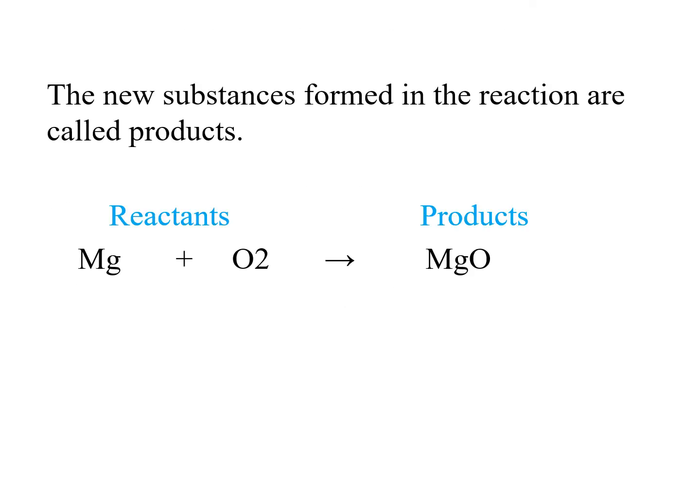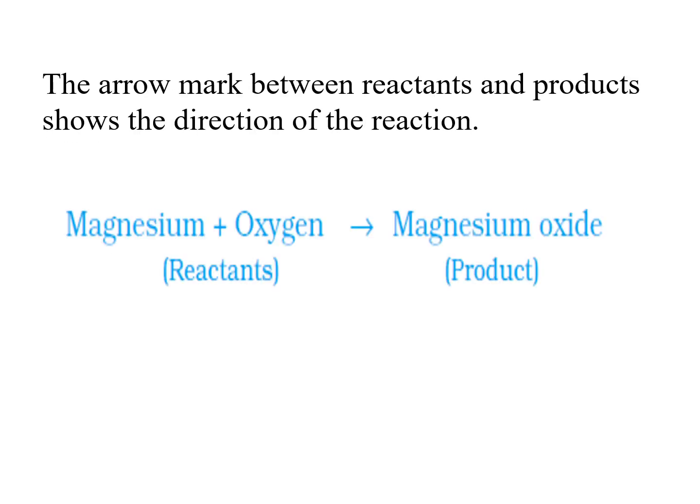The new substances formed in the reaction are called products. Here the product formed is magnesium oxide, when magnesium and oxygen react with each other. The arrow mark between reactants and products shows the direction of the reaction. Here the chemical reaction is a forward reaction because the arrow points towards the right.